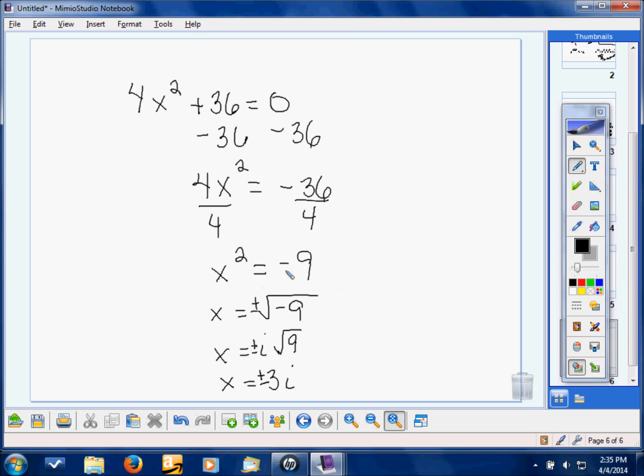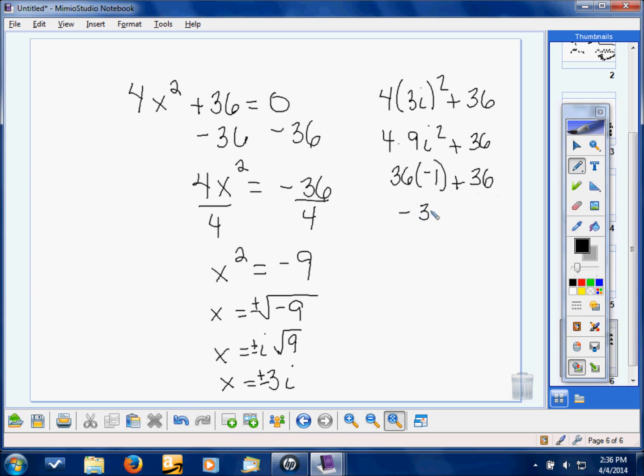Well, let's go back and plug it in. We'll check them one at a time. 4 times 3i squared, plus 36. 4 times 9i squared, plus 36. 4 times 9 is 36, times i squared, which is -1, plus 36. -36 plus 36 is 0. That checks out.